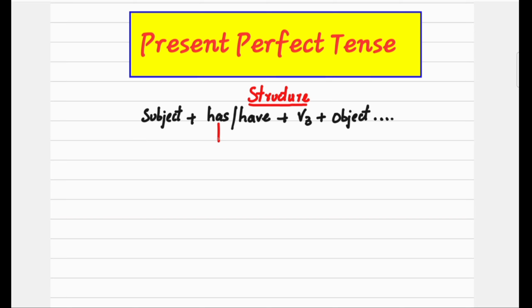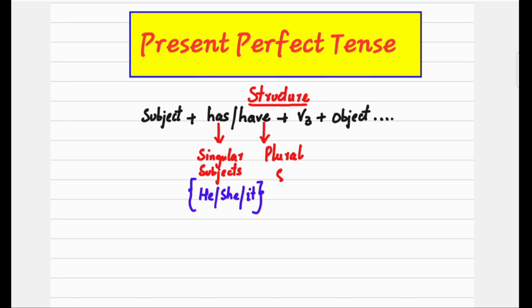First I will teach you, has is used with singular subjects. Singular subjects are he, she, it. Have. Have is used with plural subjects. You, we, they, I.